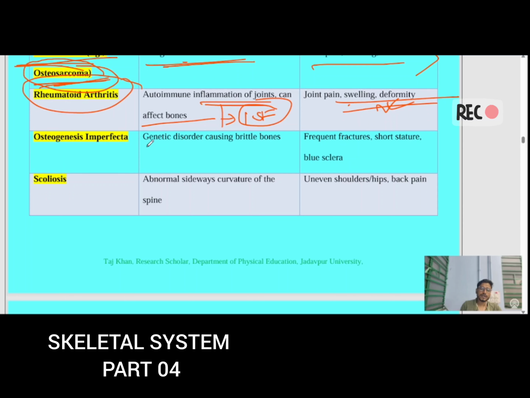Osteogenesis imperfecta is nothing but a genetic disorder causing brittle bones. It is a genetic disorder. Which of the following bone disorders is caused by a genetic disorder? We have to choose osteogenesis imperfecta.